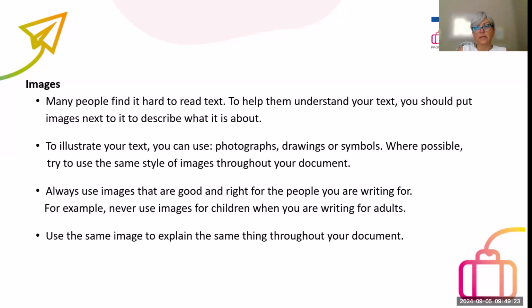To illustrate the text, what is important is to use the same style of images throughout our documents, and also use the same picture or the same image for the same thing throughout the whole text. So if we talk about, for example, school, and we illustrate it with a building, we should keep it through all the text. Whenever you talk about school, always use the same picture.